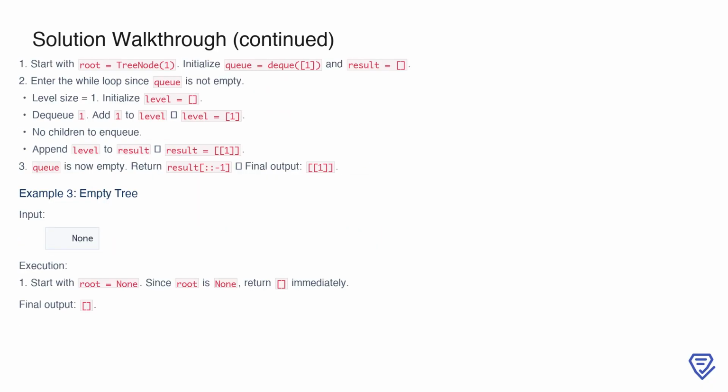In the case of a single-node tree, the process is straightforward. The tree consists of just the root node 1. We initialize the queue with the root and the result as an empty list. The queue contains only one node, so the level size is 1. We dequeue the root node, 1, add it to the current level list, and since it has no children, we don't enqueue anything. This completes the level, 1, which we append to the result. With the queue now empty, the traversal is finished, and reversing the result gives the output, 1.